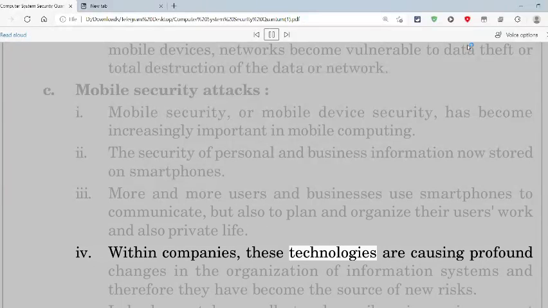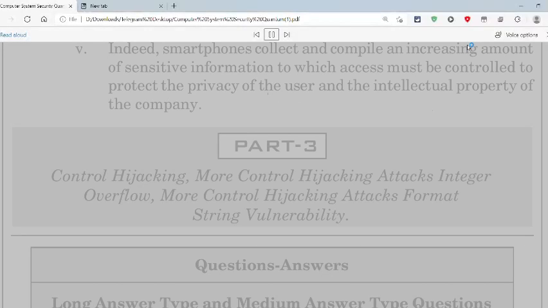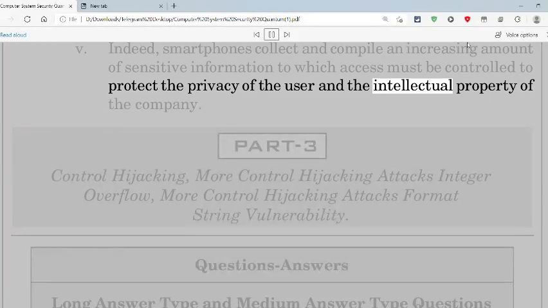4. Within companies, these technologies are causing profound changes in the organization of information systems, and therefore they have become the source of new risks. 5. Indeed, smartphones collect and compile an increasing amount of sensitive information, to which access must be controlled to protect the privacy of the user and the intellectual property of the company.